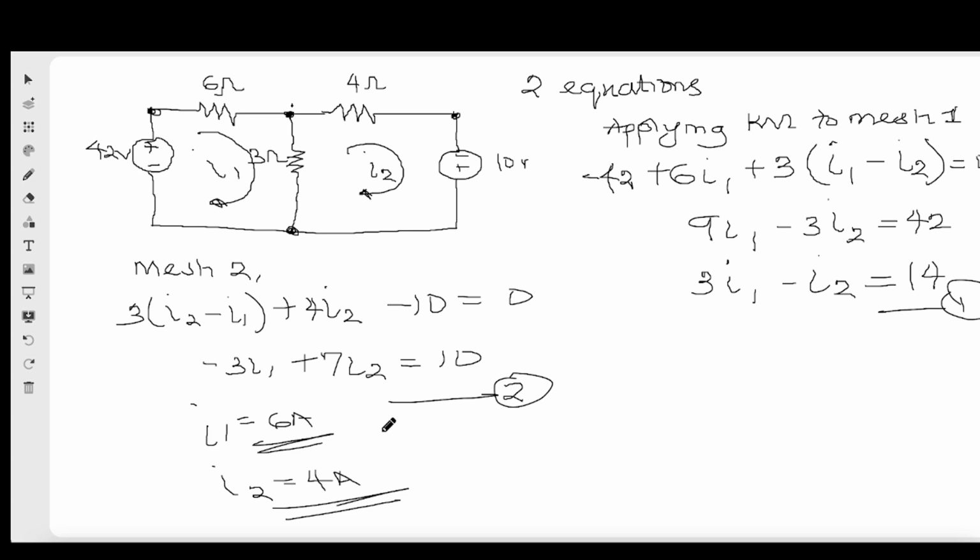Let's do another example before we go into the supermesh analysis. There are different types of sources we have, right? We have dependent sources and independent sources. This is the symbol for independent sources. They usually have a circle notation. So if it is a voltage source, it will be like this, and if it is a current source, it will have an arrow to show the direction of current. So these are independent voltage and current sources. They don't depend on any variable.